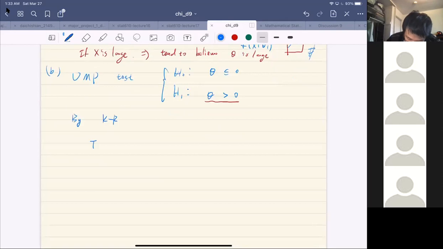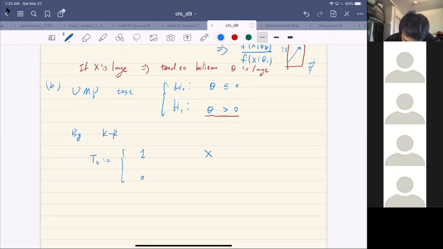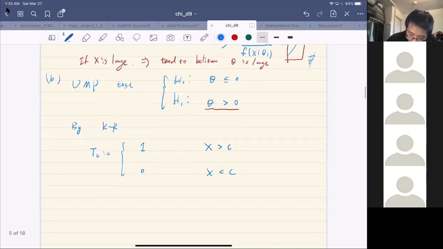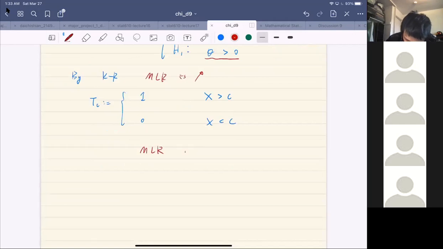And so by the Karlin-Rubin theorem, the candidate test will be like this. We will reject if x is large, and we fail to reject if x is small. This is because the monotone likelihood ratio is increasing. If this is decreasing, then you have to change the sign to like this.